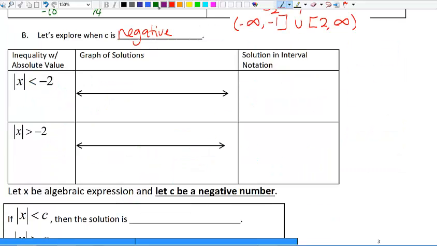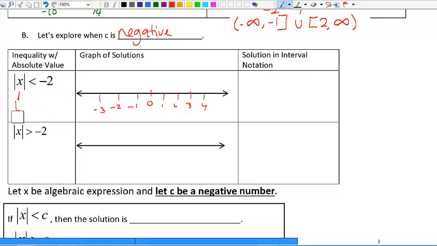So if I think about the same exploration activity we did before, if I take the absolute value of some number, is that ever going to be less than negative 2? Well, what values work here? Let's say 0. Is the absolute value of 0, which is 0, less than negative 2? No. What if I take 1? The absolute value of 1 is 1. Is that less than negative 2? No. What if I do something negative, like negative 5? The absolute value of negative 5 is positive 5. Is positive 5 ever less than negative 2? Well, no, it doesn't seem like any of these are going to work.